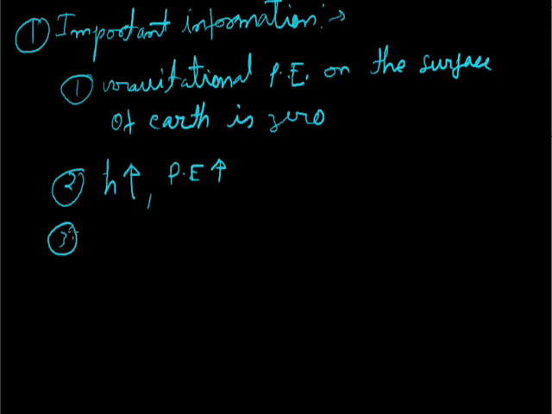Third point, gravitational potential energy of a body decreases when you move downwards. So if height decreases, potential energy decreases. Fourth point, gravitational potential energy depends only on the initial and final position of the body and not on the path followed by the body to go from initial position to the final position.